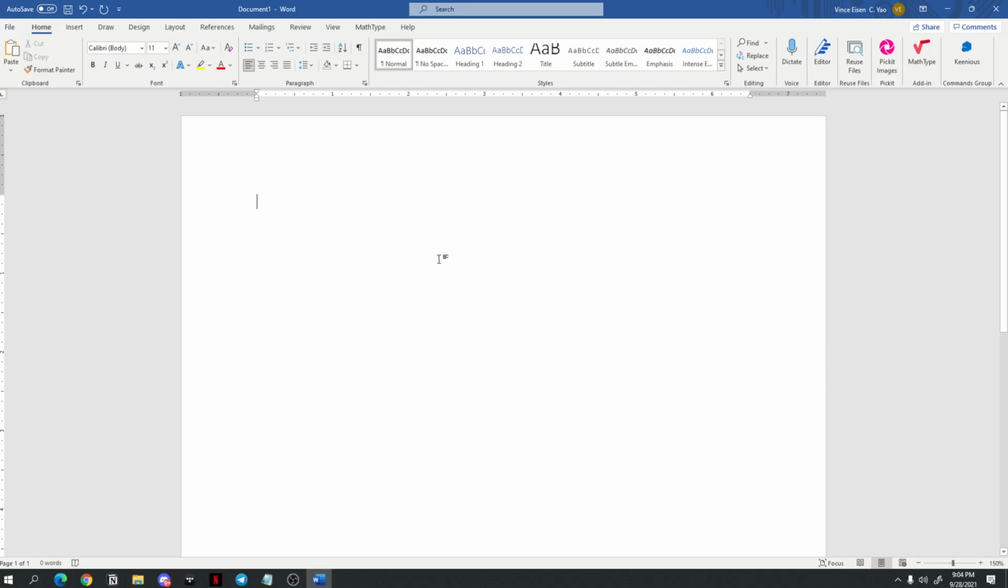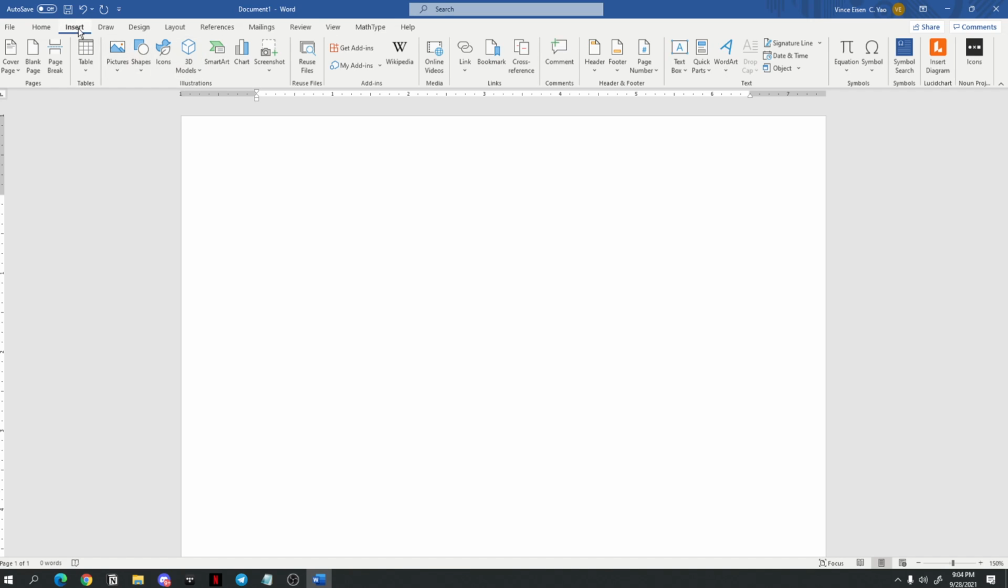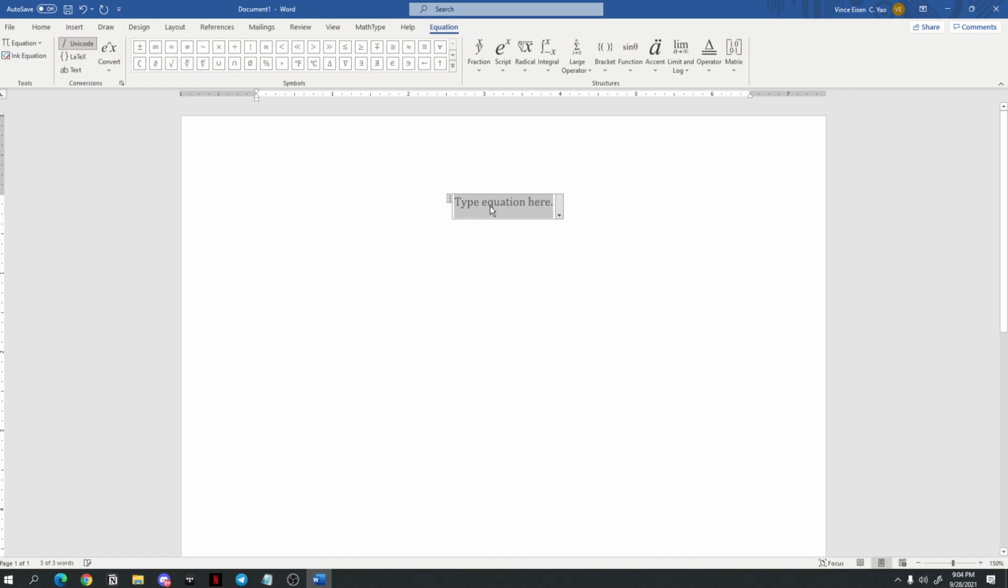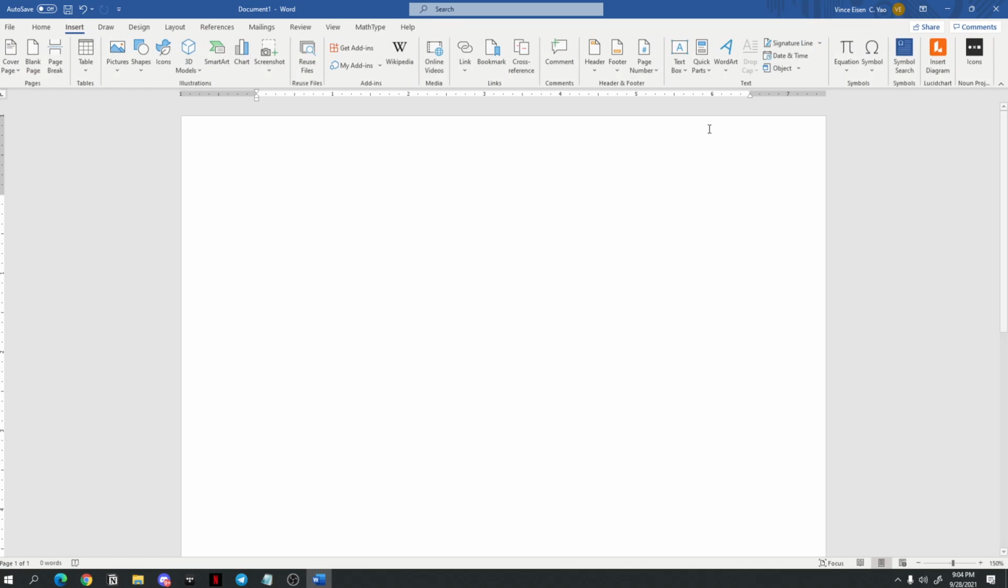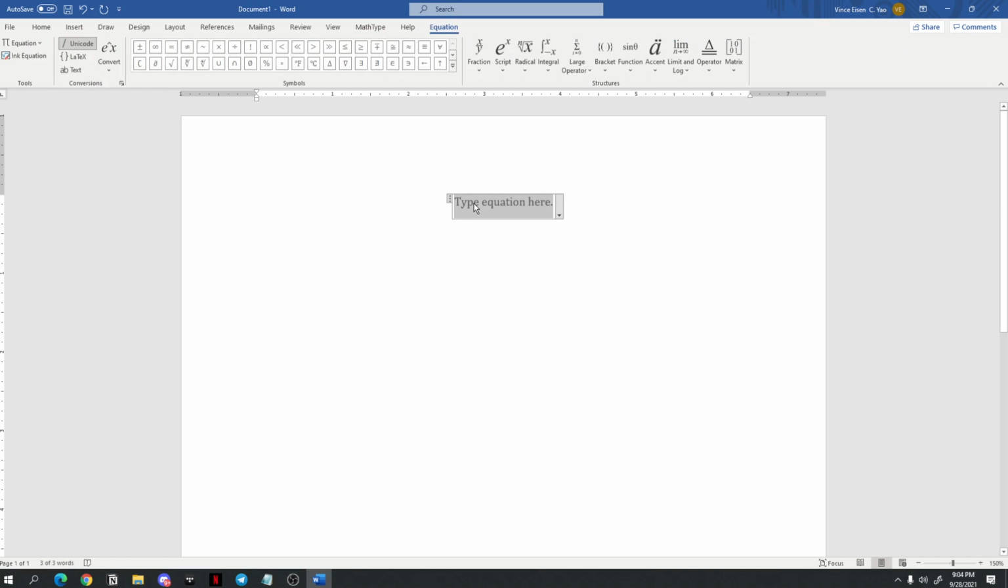So in the previous video, I was talking about MathType and how you could use MathType to insert your equations. But I personally like using Word's in-house editor. So I go to Insert, I go to Equation, and, for example, I wanted to type in the utility function of x sub 1 and x sub 2. Let's just write that down. So u, which stands for utility, of x sub 1, which is x underscore 1, x underscore 2.